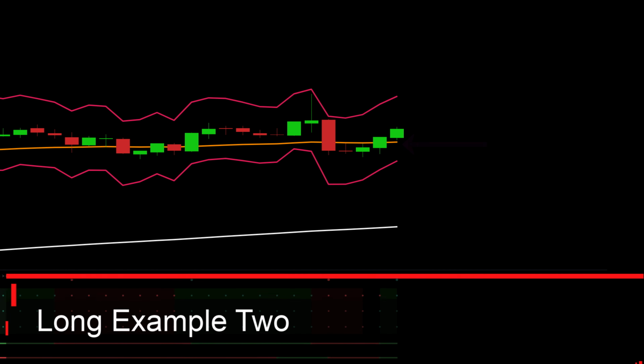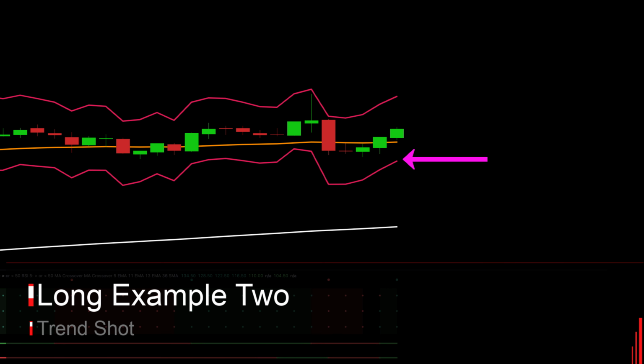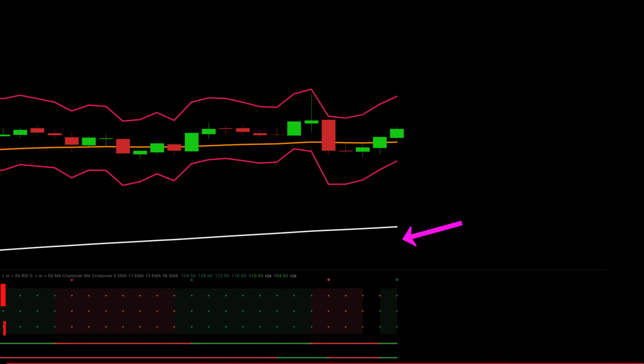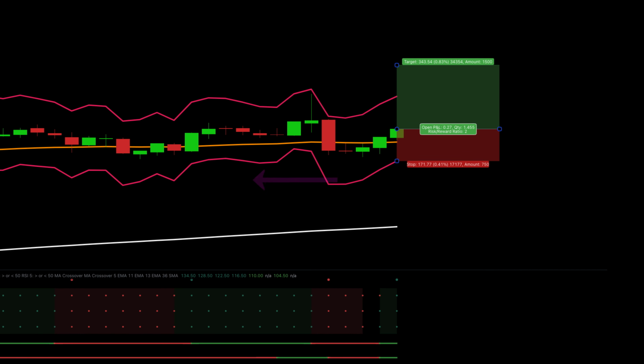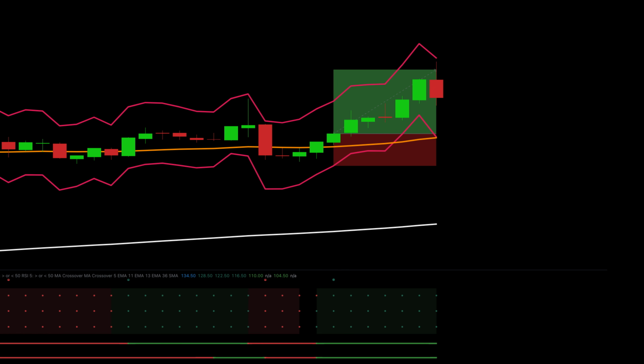I have one more long example. The 50 EMA is over the 200 EMA. The trend meter is showing all green. Everything converges on this candle, and it serves as our trigger. The stop is placed at 2 times the ATR value of the trigger candle, and 1 to 2 is our target. And this example quickly hits the target.